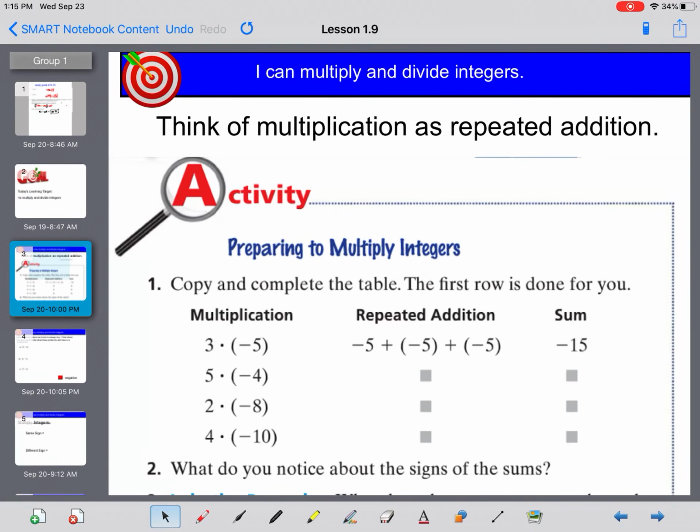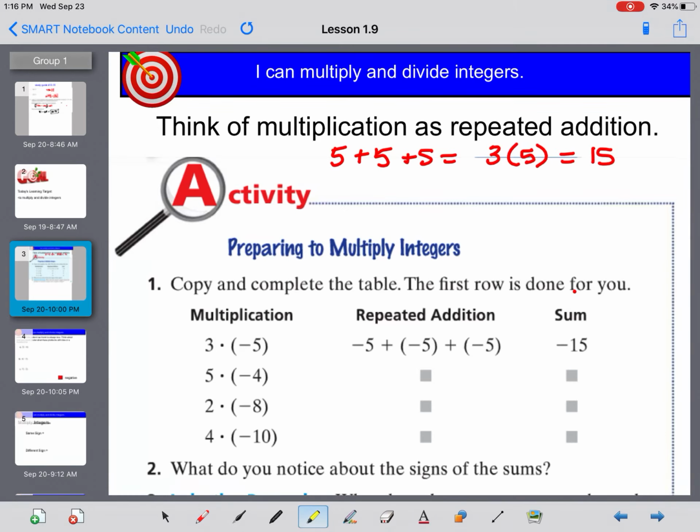All right, so we're going to start with multiplication, and I want you to think of multiplication as repeated addition. Remember, when you were younger, when you learned about multiplication, you learned that you could call 5 plus 5 plus 5 the same as 3 sets of 5, or 3 times 5, which is 15. So the same idea is true, except I'm going to give you the multiplication problem, and you're going to write it as repeated addition. The first one is done for us.